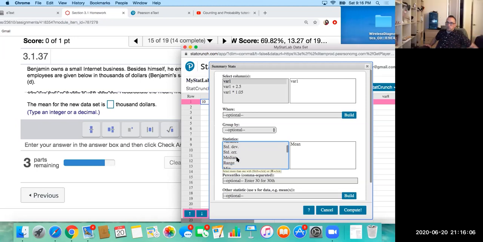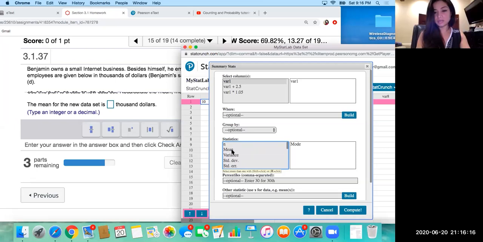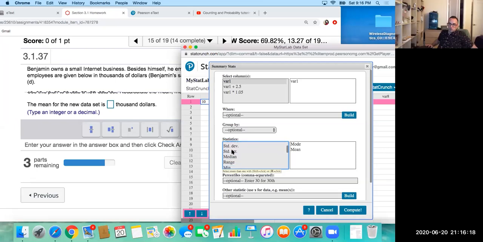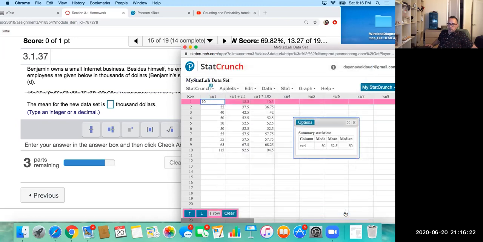But it's good that you realize that the mean is the only thing that's going to increase. The mode and the median will stay the same. So I shouldn't even bother doing it? No, you should, just to verify it, but it's good that you know that.